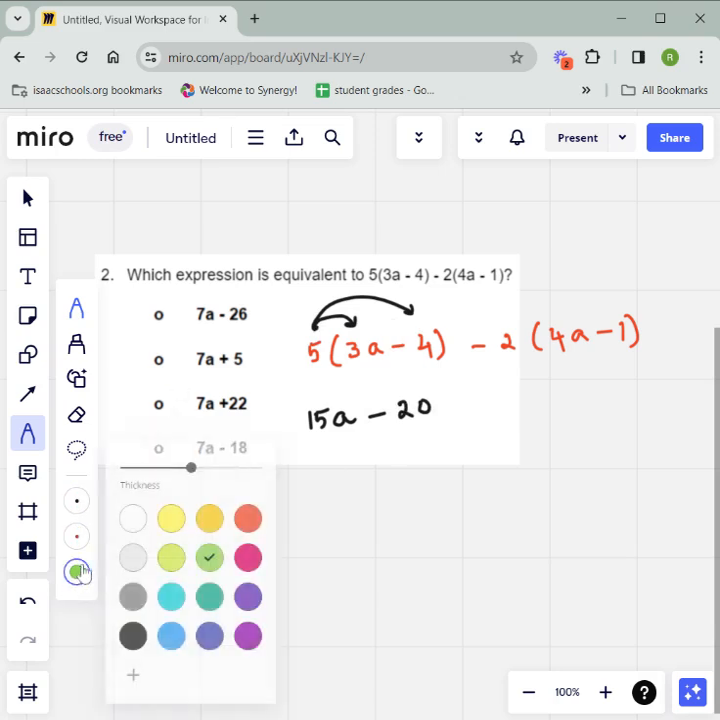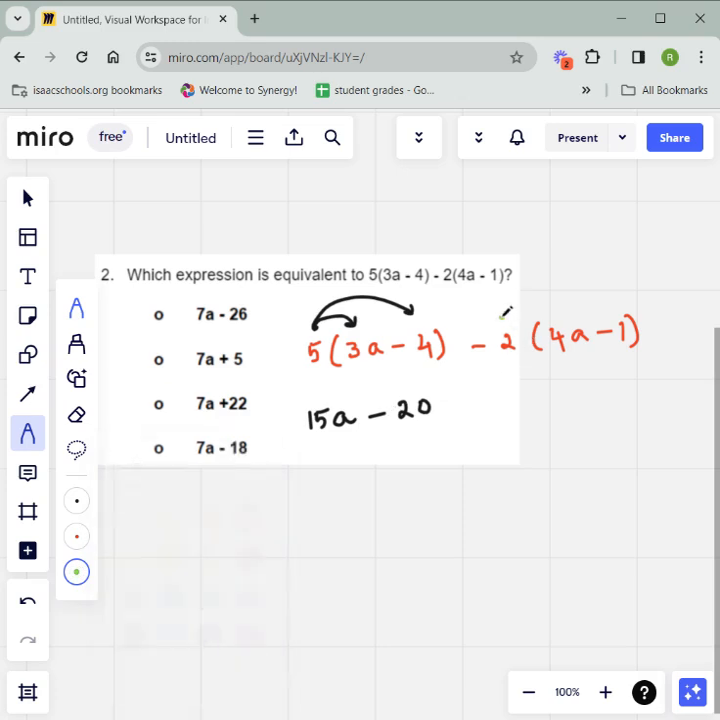Next, we'll go with this one now. Multiply this one with this one. So symbol, negative times positive is negative. 2 times 4 is 8. And then letter A. Similarly, negative times negative is positive. Remember, you write that. And the number, 2 times 1 is 2.